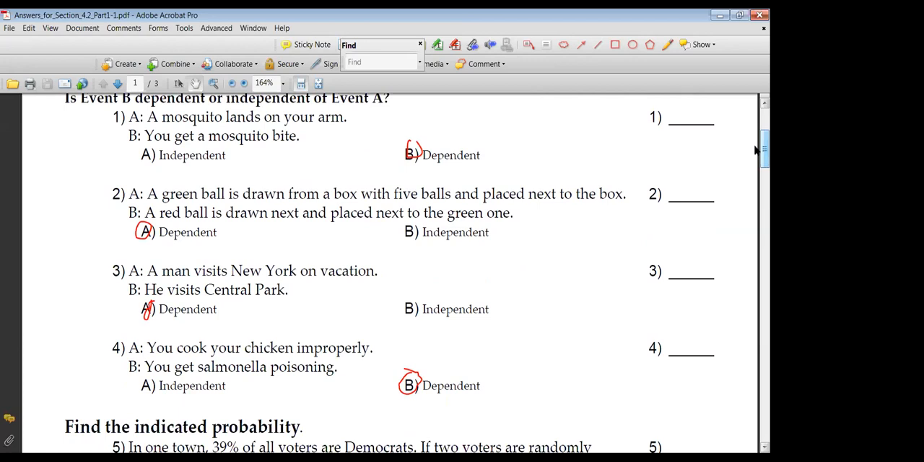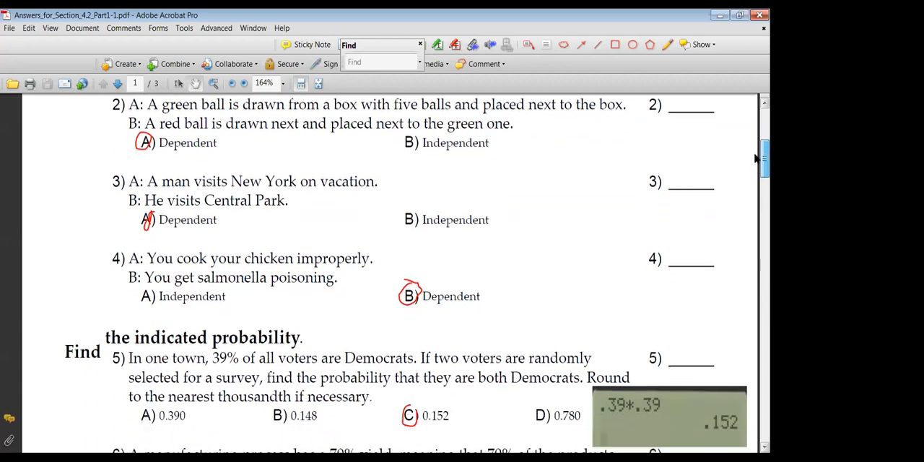A green ball is drawn from a box with 5 balls and placed next to the box. A red ball is drawn and placed next. Did the outcome of the first somehow affect the probability of the second? Well, yeah, you drew a green ball out. Then when it comes time to draw the red ball, you don't have 5 balls. You've already taken the green one out. You have only 4 balls left. Yes, dependent events. Drawing out the green ball had an effect on the probability of getting a red ball because there was one less total. We went from 5 down to 4. If you did it again, it would be only 3 balls.